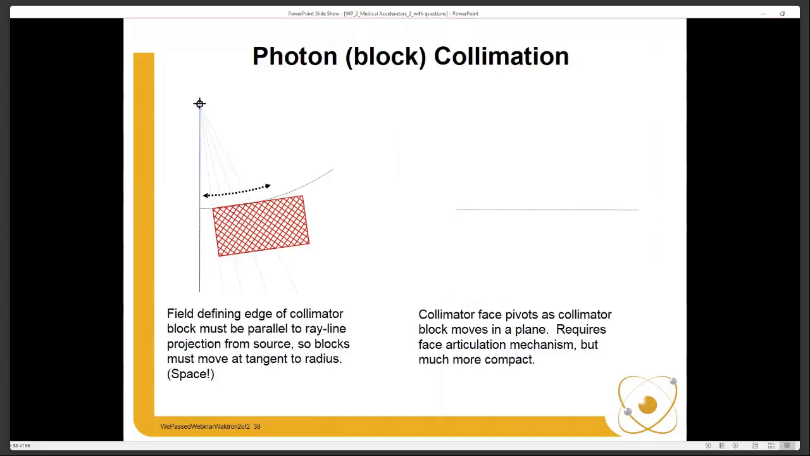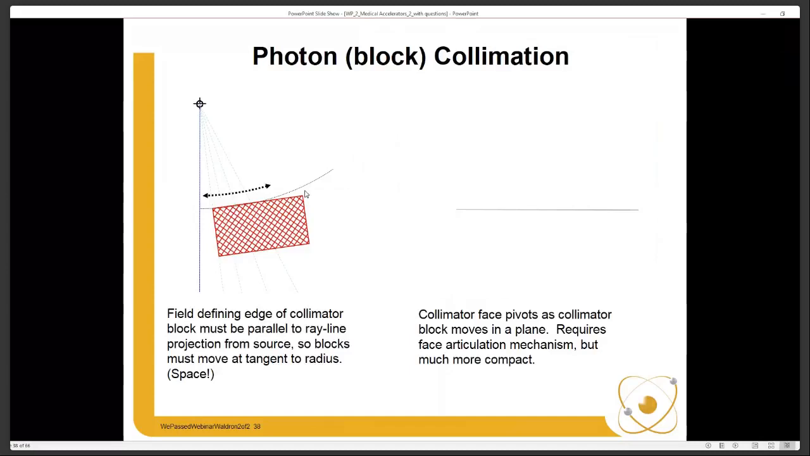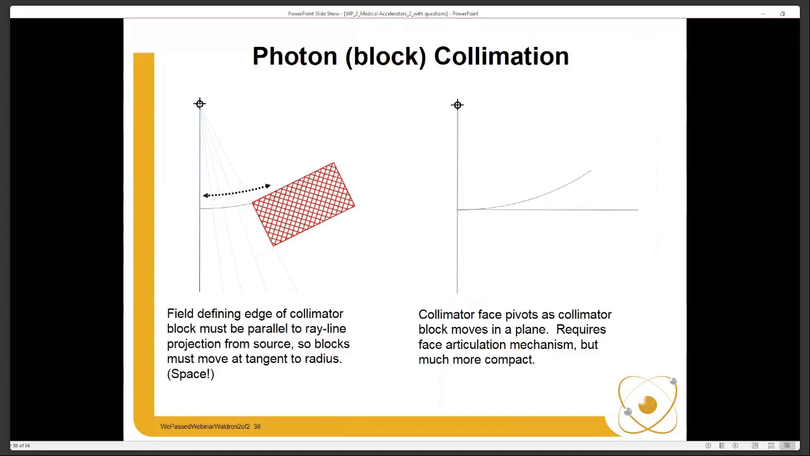So as I said earlier, the field defining edge of the collimator must be parallel to the ray line projected from the source. So the blocks must move at a tangent to the radius. This takes up a lot of space in the head of the machine. So, if this block has to move, we can look at the amount of space occupied by this top corner as we move the block. We can see it really needs quite a lot of vertical room. So if I double that, I have a lot of room.